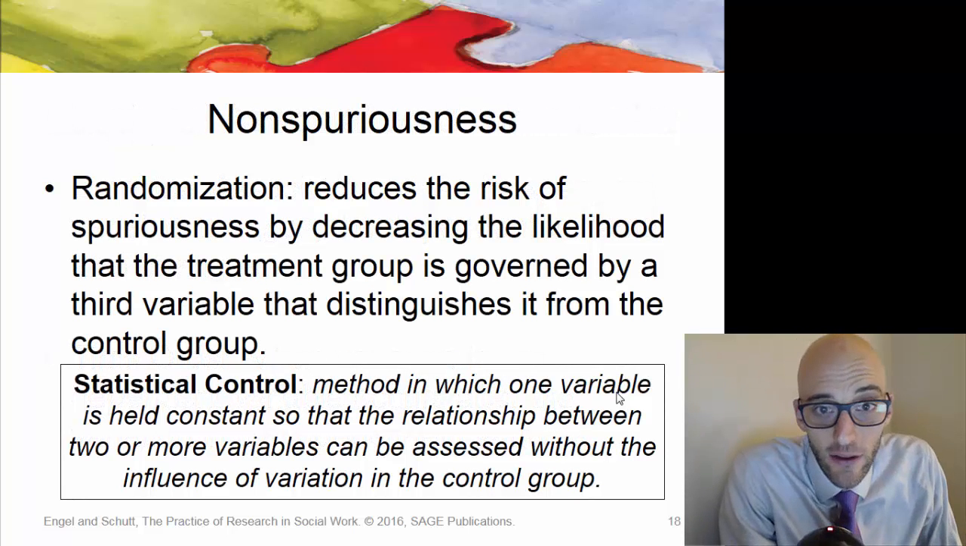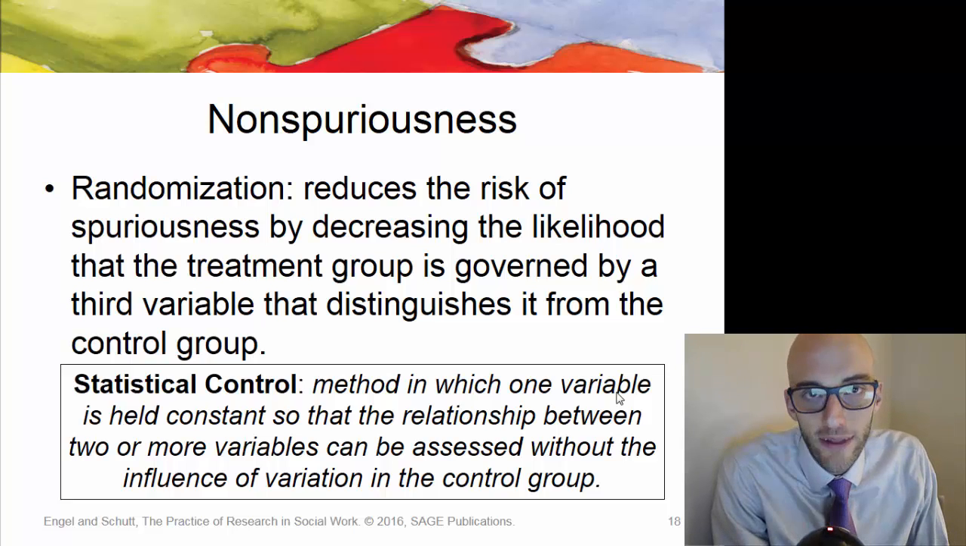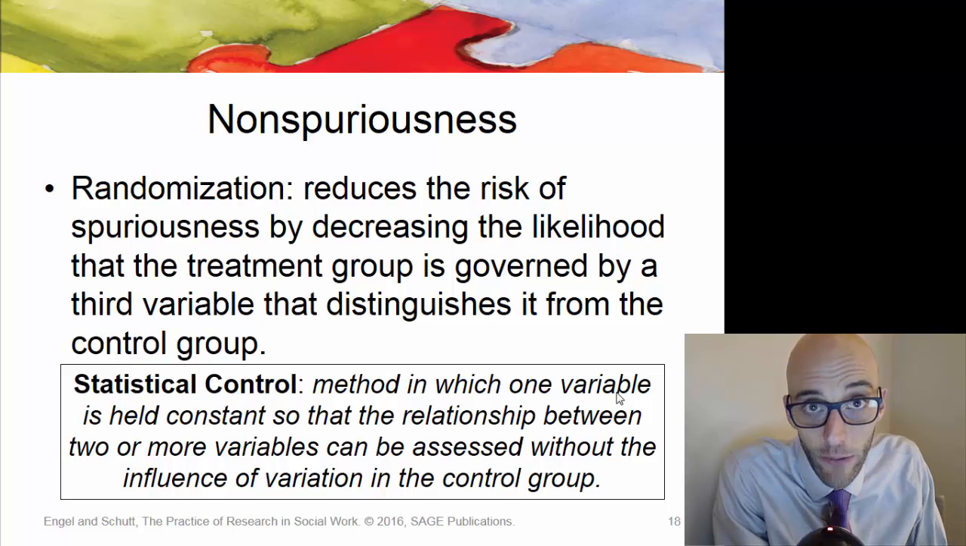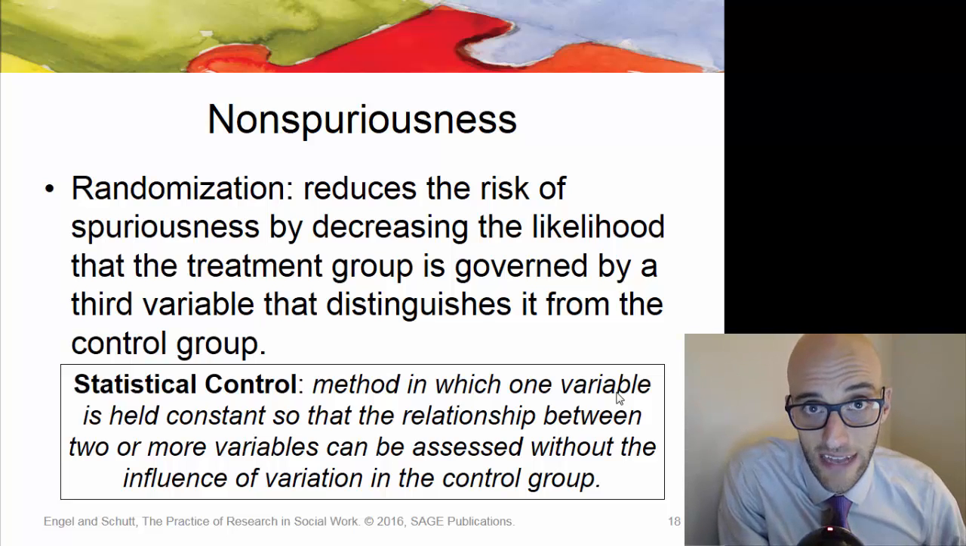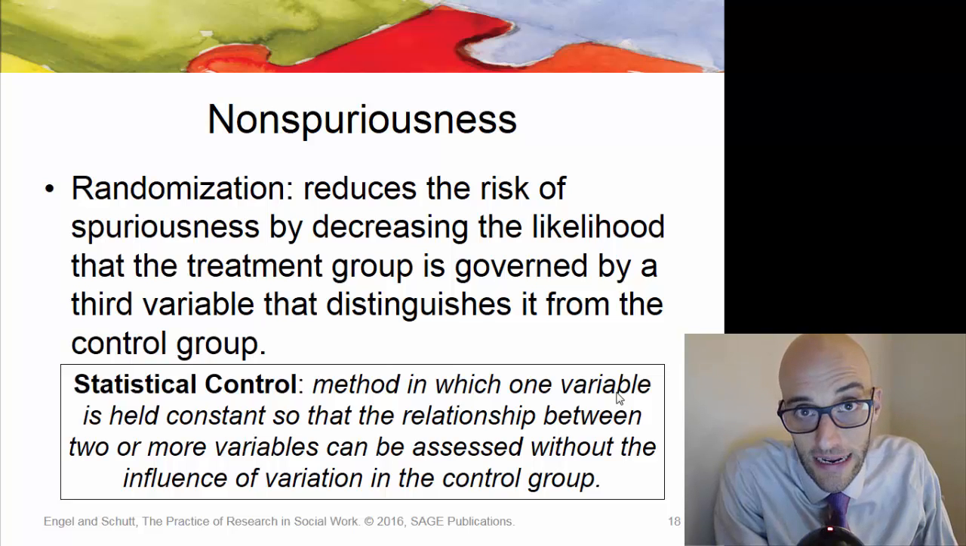So, kind of back to sampling, through randomization we reduce the risk of spuriousness by decreasing the likelihood that the treatment group is governed by some type of third variable. What that means is if we're picking a group of people based on convenience, maybe that group had something in common. So if we're looking at a parenting skills group and we picked a convenience sample, like the first 10 parents that came, those parents are probably higher functioning to begin with. Versus if we picked a random sample from a census or random digit dialing, they would be less likely to be more responsible just by the nature of signing up first.